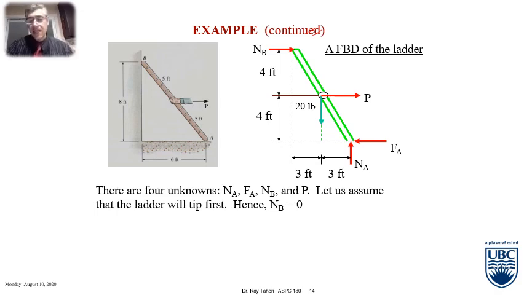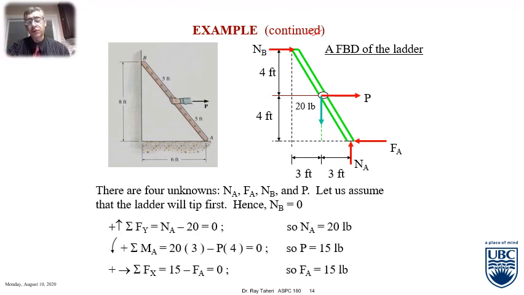If it tips, NB is equal to zero, so there is no force on the wall. And we write the equation here. Sum of the forces in Y equals zero. There are only two forces in Y, NA and the weight. Right away, NA is equal to 20. Good.